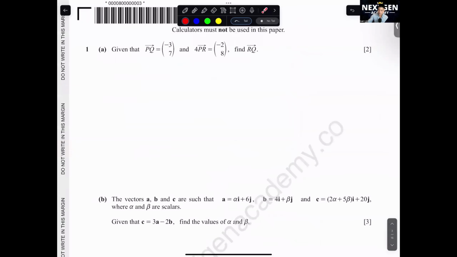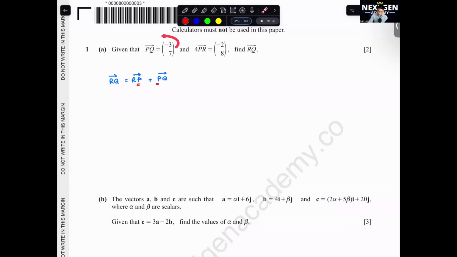Question number 1 is a vector question. Given that PQ equals negative 3, 7, and 4 PR is negative 28, find RQ. We will join both of these together. RQ equals RP plus PQ. This is called the head to tail method. Everyone knows it from maths also, where you just need to join the head to tail of the other one. Then our final vector will be R to Q.